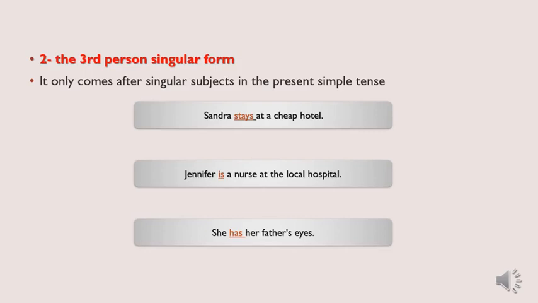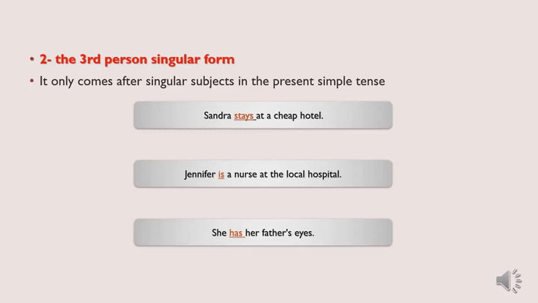The second form in the verb paradigm is the third person singular form. It only comes after singular subjects in the present simple tense. So this is the only position that we can find the third person singular form. For example, Sandra stays at a cheap hotel. This sentence is in the present simple tense. The subject is singular, Sandra. So the verb should be in its third person singular form.